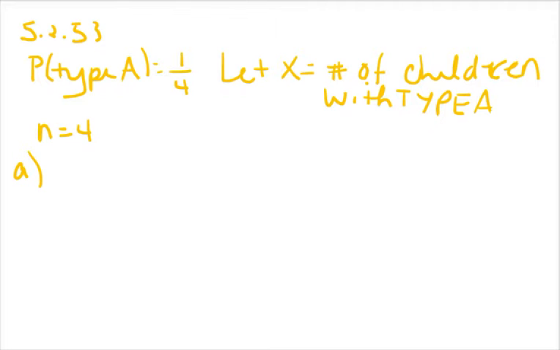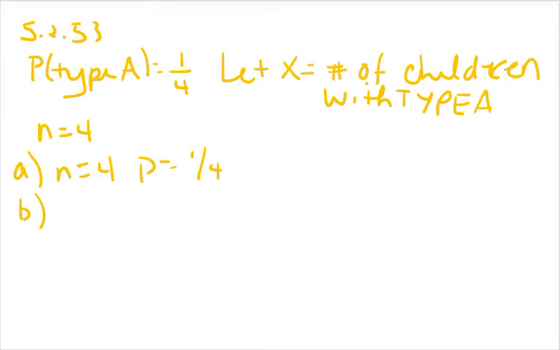So the first question asks you to identify N. Oops, I already did. N is equal to 4, and P is equal to 1/4. Then part B, they ask you to find the probability distribution, essentially. They're asking you to find the probability of each possible value of X and draw a probability histogram.